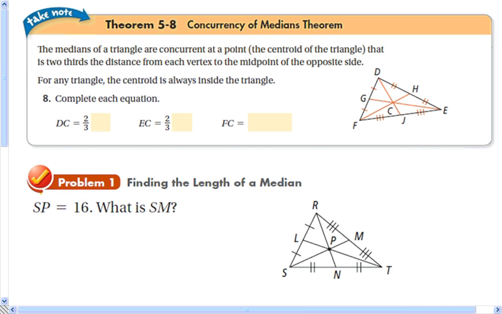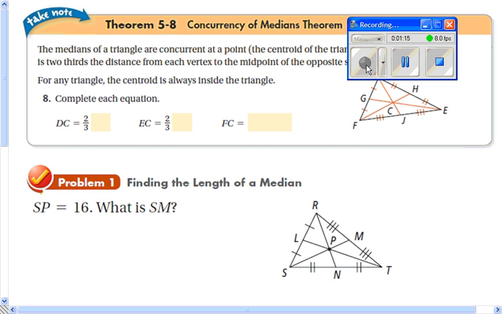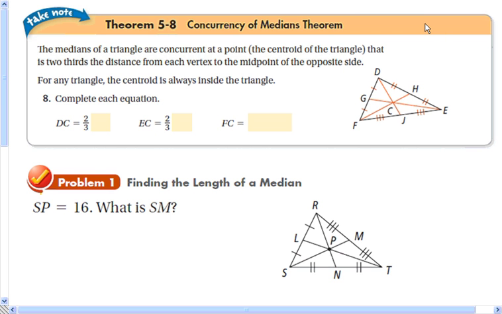So here's our theorem we're going to use, the concurrency of medians theorem. Medians of a triangle are concurrent at a point, the centroid of the triangle, that is 2/3 the distance from each vertex to the midpoint of the opposite side. For any triangle, the centroid is always inside the triangle. So this line right here would be 2/3 of this line.